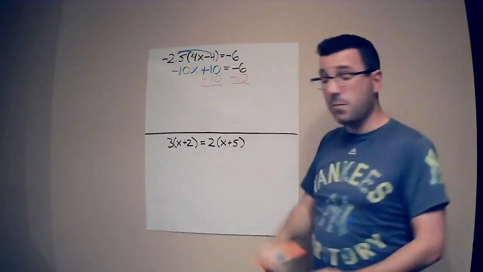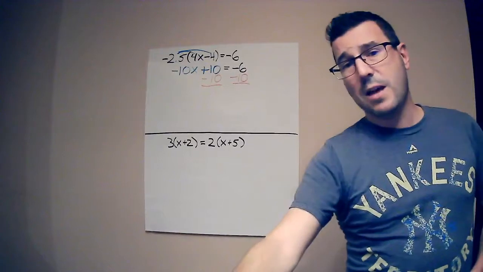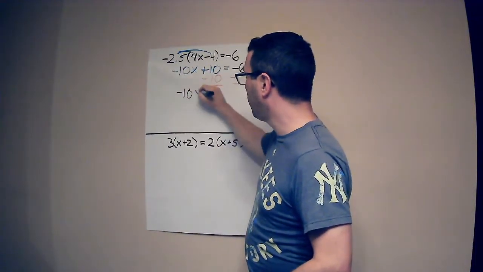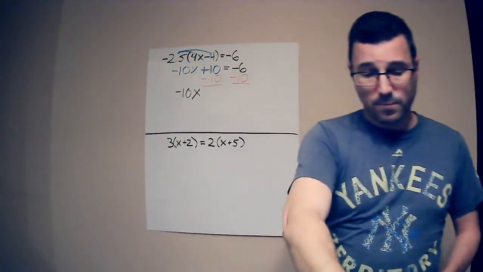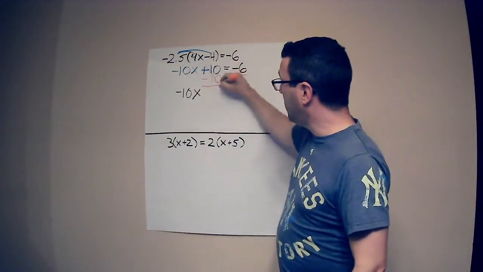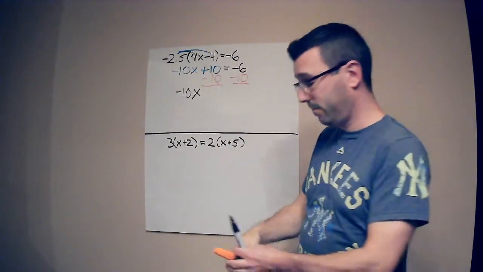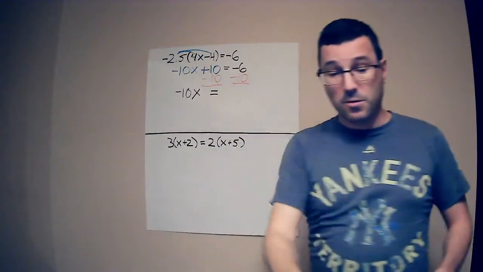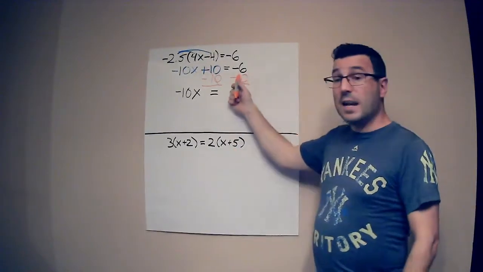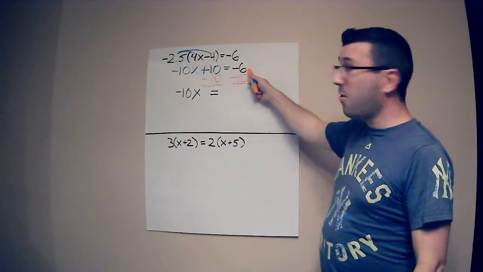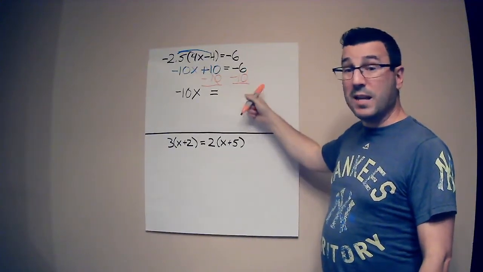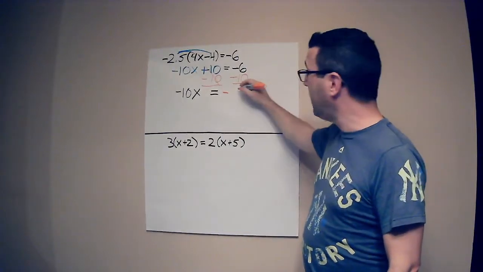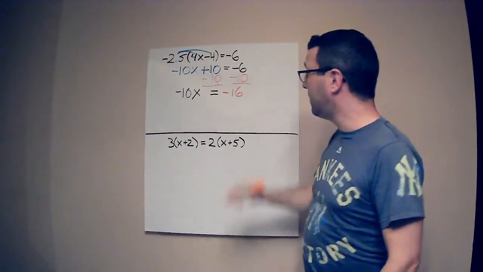We didn't do anything with that first negative 10x, so we're just going to bring it down. These 10s cancel out. You see I'm trying to make this as colorful as possible. Equals negative 6 minus 10. I'm starting off negative and then I'm going more negative. So my answer is still going to be negative, and then I do 6 plus 10 gives me 16.